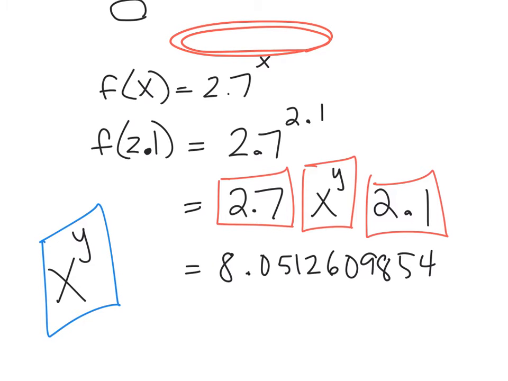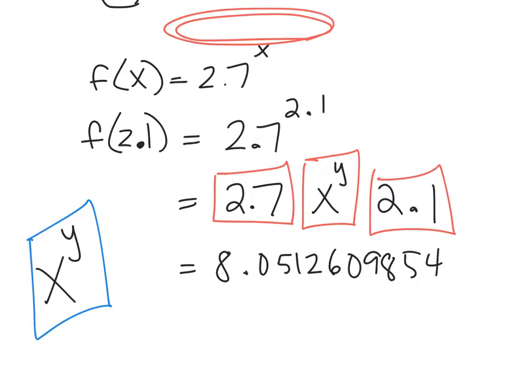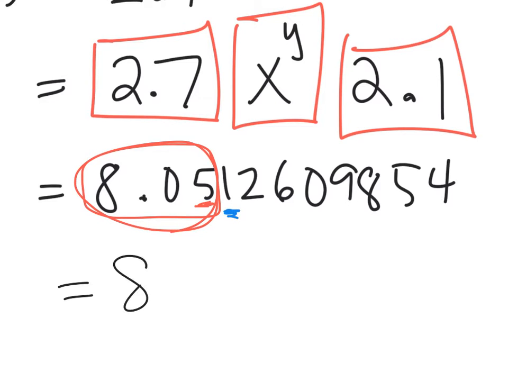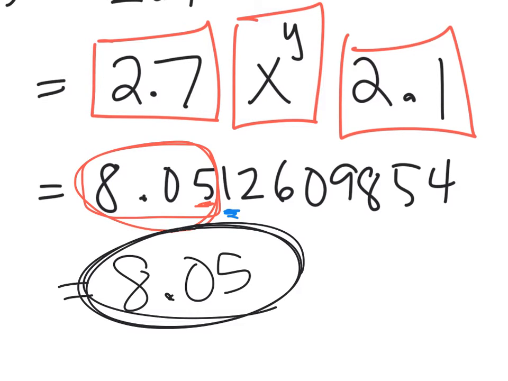Right there, round to the nearest hundredth. So when we do that, the hundredths place is the 5, and the 1 tells you to round down. So we're just going to put into my math lab answer 8.05.